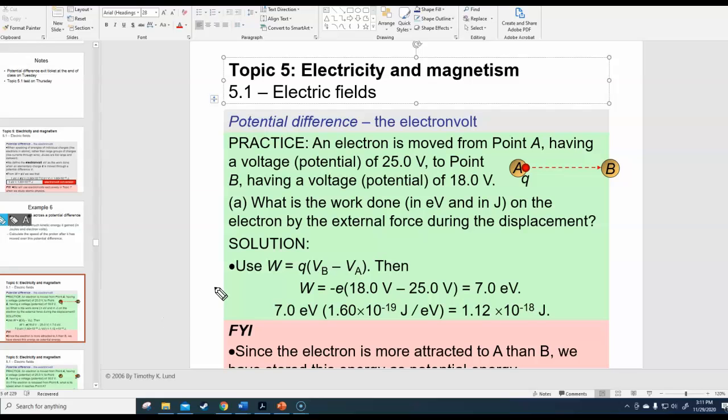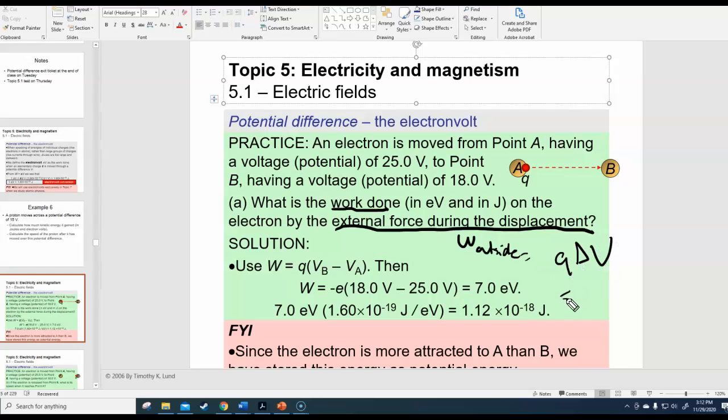Now with that being said, the question says, what is the work done on the electron by the external force during the displacement? I think I misspoke before. Now that I think about it, because of what I just said, we have to force the electron from A to B. And so this has to be talking about the work done by our force, okay, the force that we have to apply, because the electron is not going to move on its own from A to B, because a negative charge is not going to go down in potential just because. Okay, so the work from an outside force, we've seen before, is Q delta V.